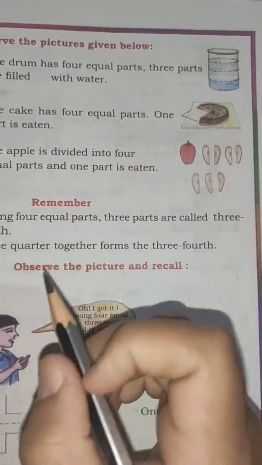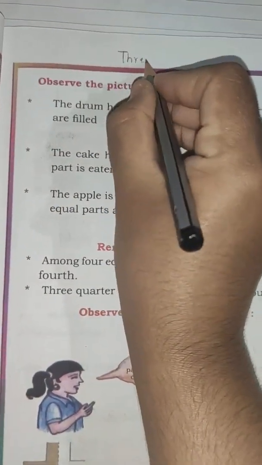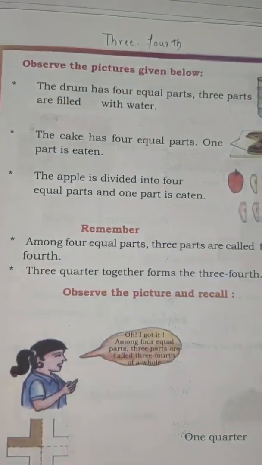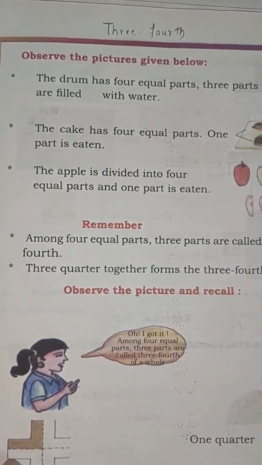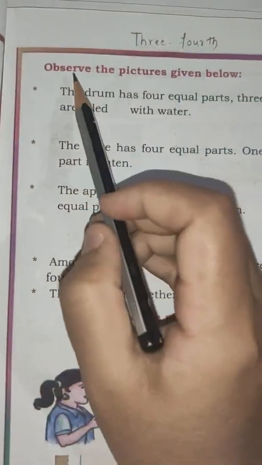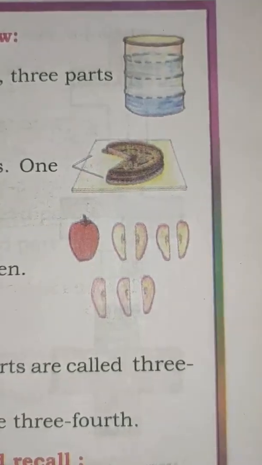That is 3/4. Okay, till now we have learned half and quarter. Now we are moving towards 3/4. So observe the pictures given below. Here, can you see these pictures, children? Here are a few pictures, isn't it?